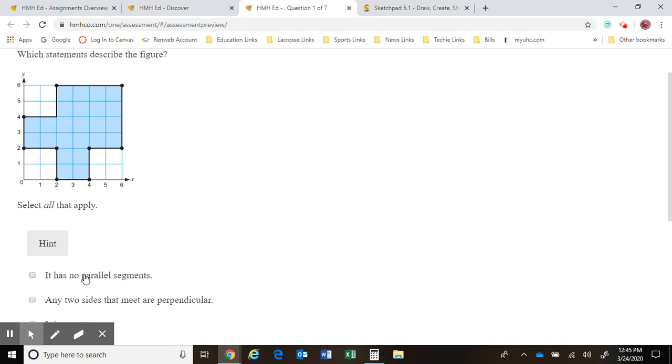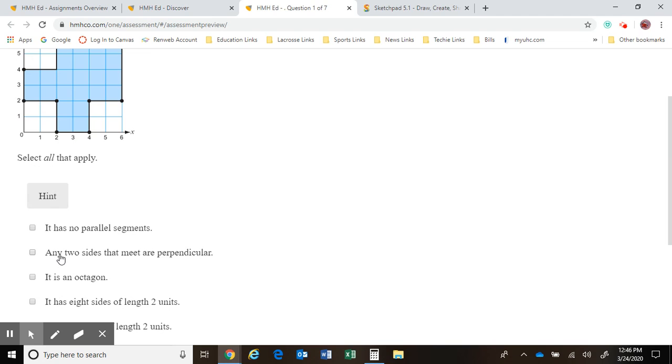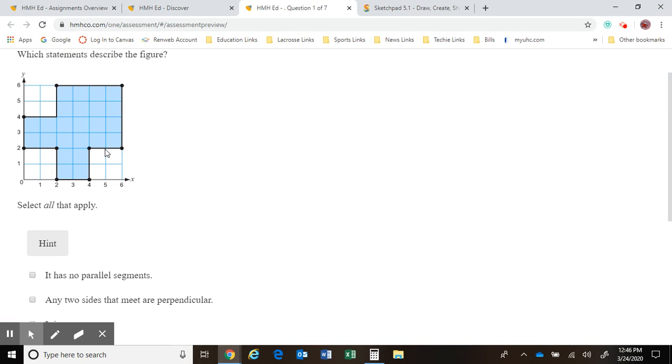All right, it has no parallel segments. Well, this one has a parallel segment. Remember, parallel means that they never touch. They never will intersect. As long as you can extend them, they extend infinitely. This one clearly will never meet this one, so it does have parallel segments. And this one says any two sides that meet are perpendicular. Well, perpendicular means they meet at a right angle. These are clearly squares in here. Squares have right angles, so these are going to meet at perpendicular. So I'm going to select that one.